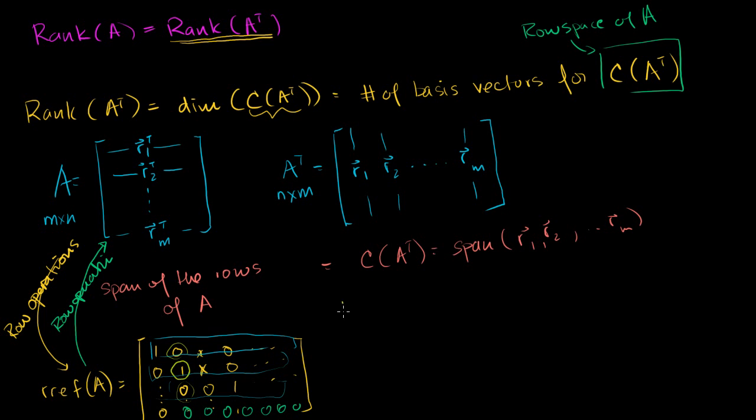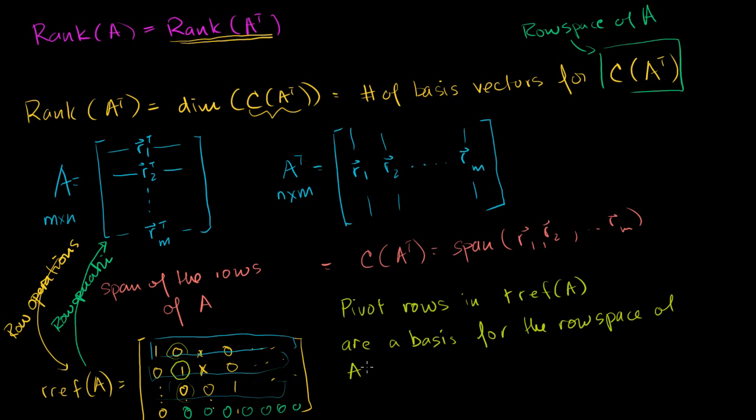So let me write this down. The pivot rows in reduced row echelon form of A are a basis for the row space of A. And the row space of A is the same thing as the column space of A transpose. We've seen that multiple times. Now, if we want to know the dimension of your row space, you just count the number of pivot rows you have.